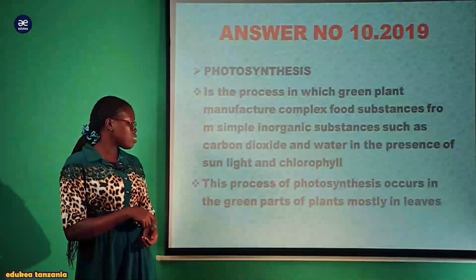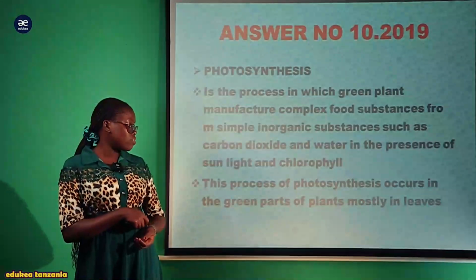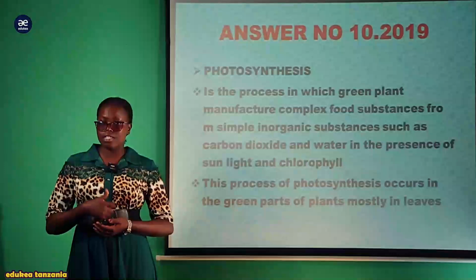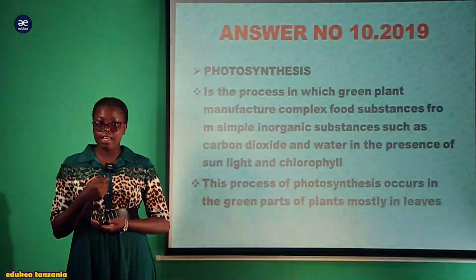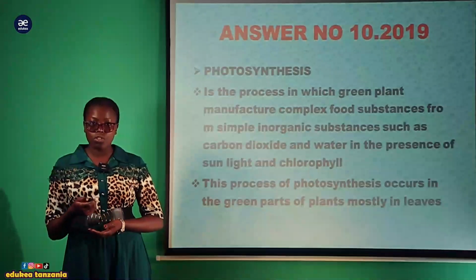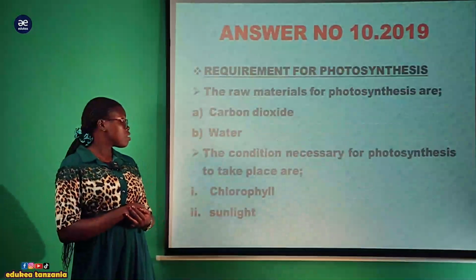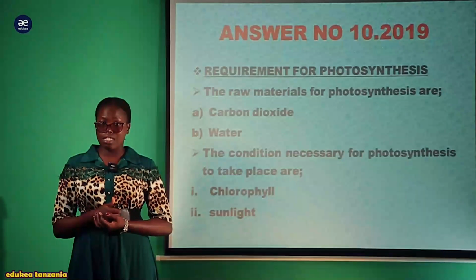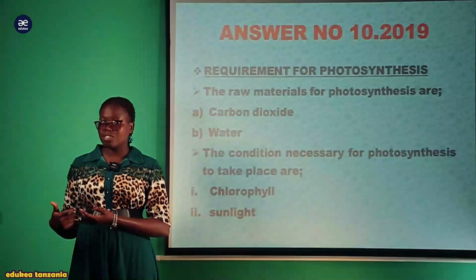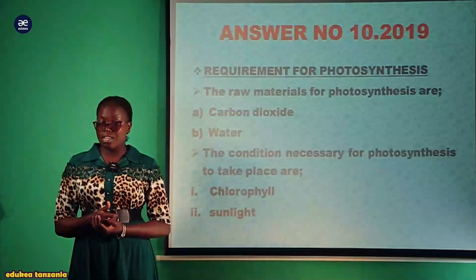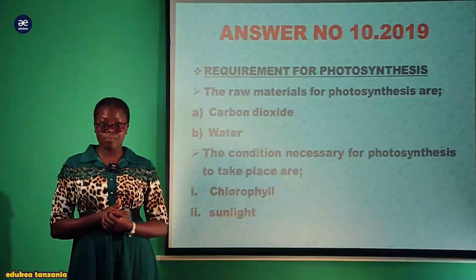So this process of photosynthesis occurs in the green parts of the plant, and mostly in the leaf, where there is the mesophyll, where the chlorophyll, which is contained in the chloroplast, is found. So what are the requirements of photosynthesis, before we consider the factors which affect photosynthesis?